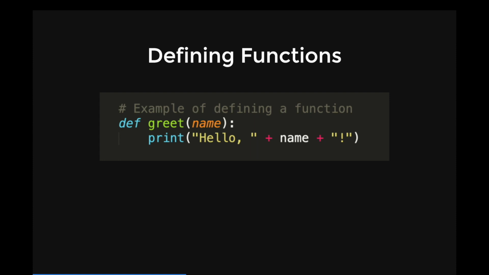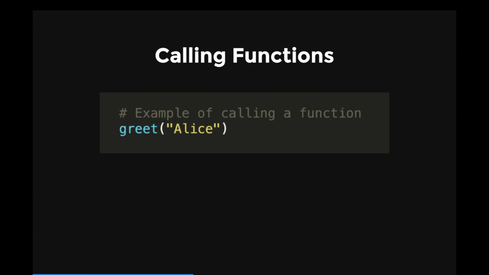If you run this, you'll have to call the function, which is the next section, and we'll go over that. But this will print hello, comma, whatever name you pass to this function. Now, calling functions. Once a function is defined, you can call it by using its name followed by parentheses containing any arguments you want to pass to the function. In the example here, you can see we call the greet function that we wrote before and pass the argument Alice to it. This will print hello Alice to the console.